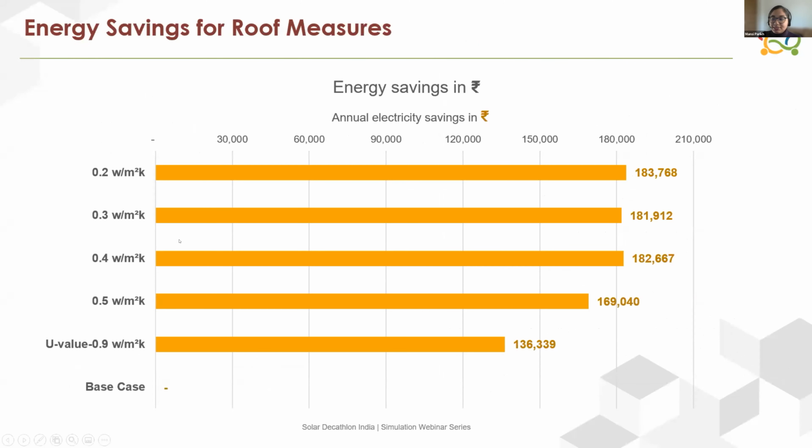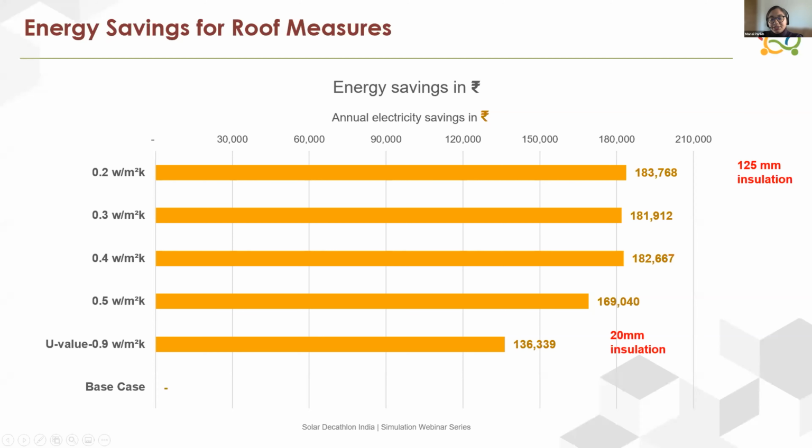Earlier we saw 3 cases. Here we have detailed it out. On the x-axis, you can see annual electricity savings in rupees, and on the y-axis, you can see energy conservation measures. This is the base case with no insulation. As you can see, the lower the U value, the higher the amount of insulation required. To put this in perspective, a U value of 0.9 will require insulation of roughly around 20 mm, and a U value of 0.2 will require insulation of 125 mm, which is going to save around 1.8 lakh rupees annually.